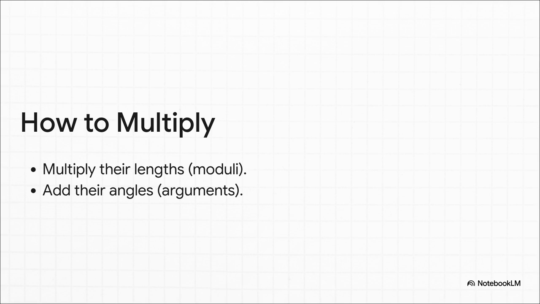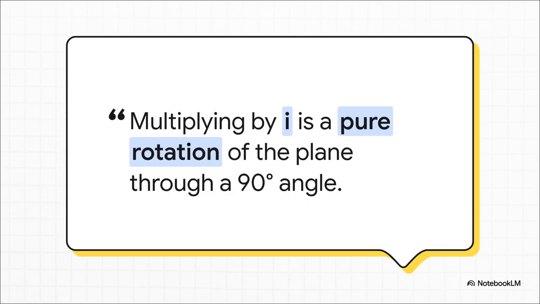It's not just algebra, it's a physical transformation. You stretch it and you turn it. Let's make this totally concrete. Think about the number i itself. Where is it on our map? It's 1 unit straight up. So its length is 1, and its angle is 90 degrees.